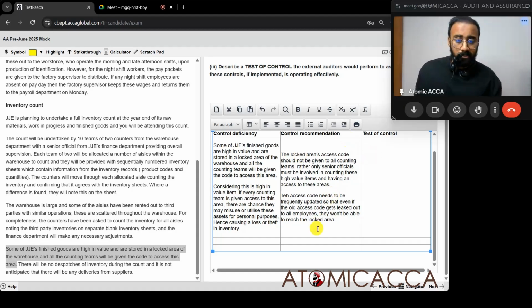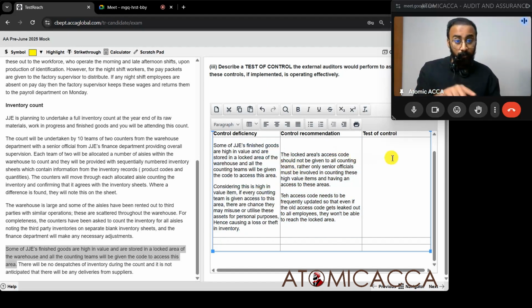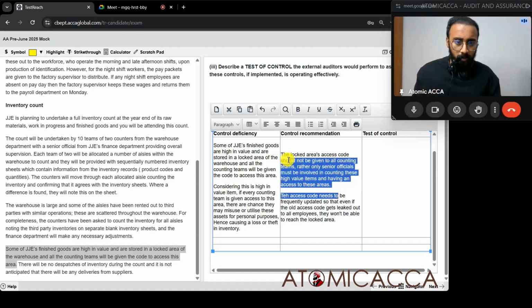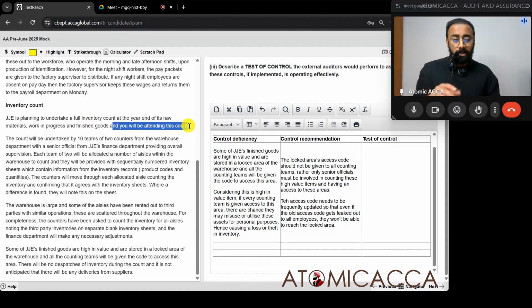What is test of control? Test of control means what, as an auditor, I will do to ensure whatever I recommended is actually working or not. So I have to now focus on the second box. What did I tell in the first box? Only senior officials should be having access to these high value items, I mean access to these areas. So what can I do? This is an inventory count that's happening. I am allowed to physically attend this, you will be attending this count. So what I can do is I can go sit over there and see in that locked area with the high value item, is there anyone who is not a senior official member coming and accessing this area. So I can just confirm physically that no one is accessing that place.